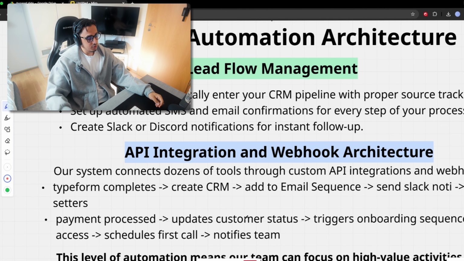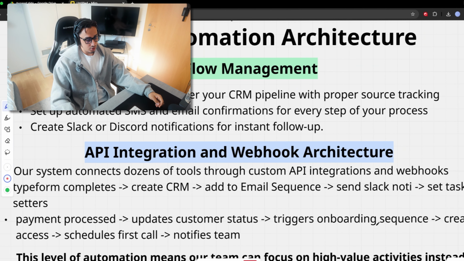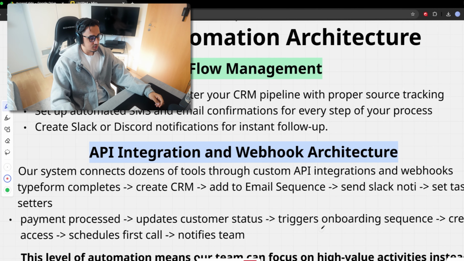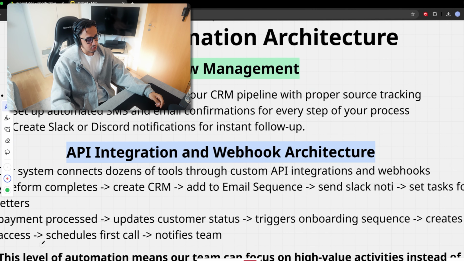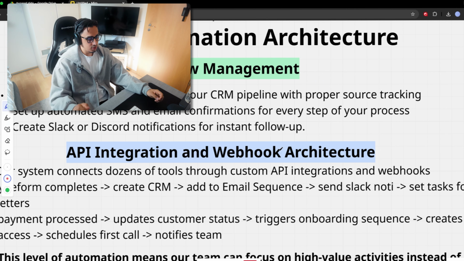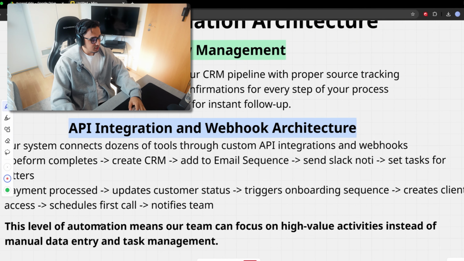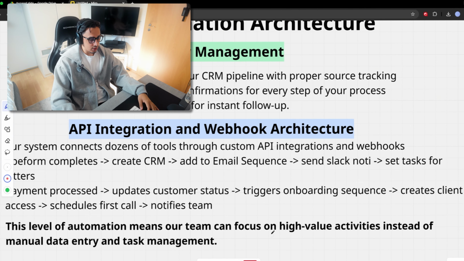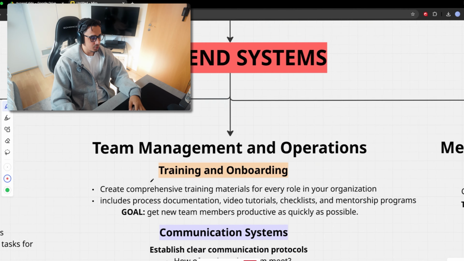Another example is when the payment is processed, it updates the customer status in the CRM, it triggers an onboarding sequence, which creates client access, and it schedules the first call, and it notifies the team. So the team's on, all right, the closer just closed someone, the payment got through, we need to get him into our group, all this stuff, so the team knows their task. So this little automation means our team can focus on high value activities instead of manual data entry and task management.